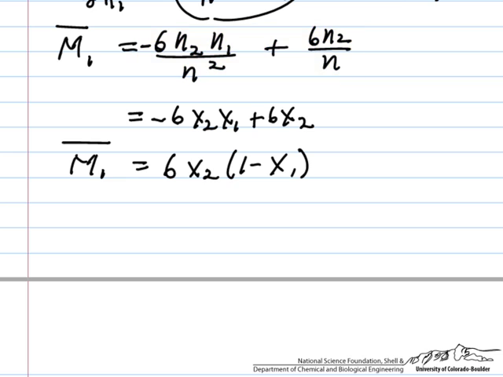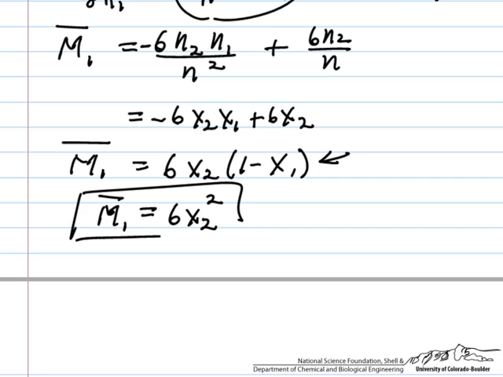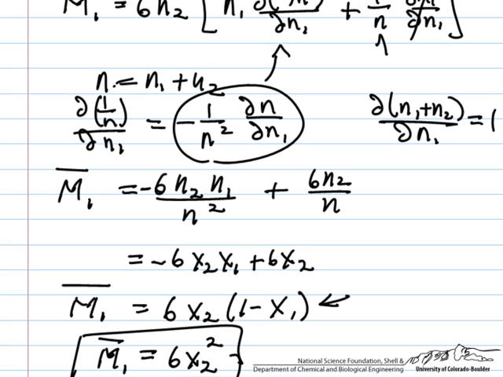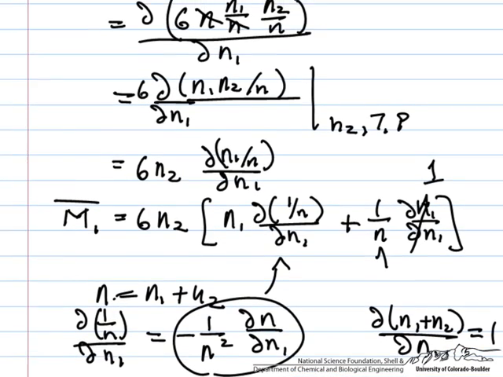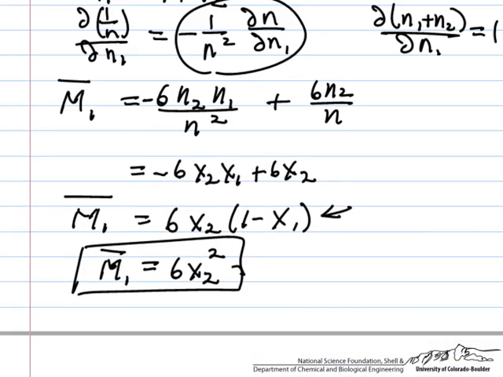And so doing the algebra and using the definition of mole fraction, it simplifies to this, which we could simplify further. 6 x2, since 1 minus x1 is x2, so the partial molar quantity of component 1 has this dependence on the mole fraction. The important thing to keep in mind is that we have to work with the molar quantities, not the mole fractions, when we're doing this differentiation.